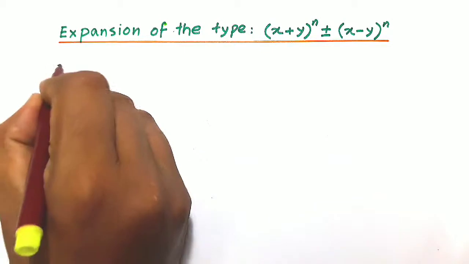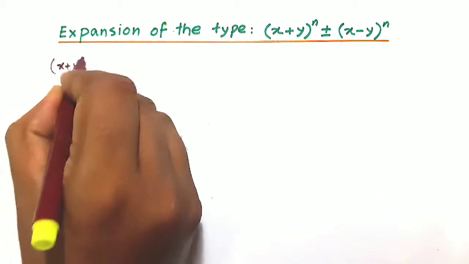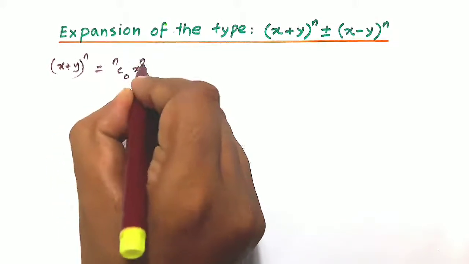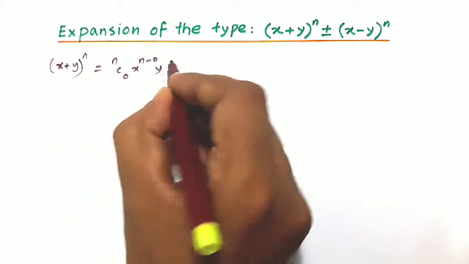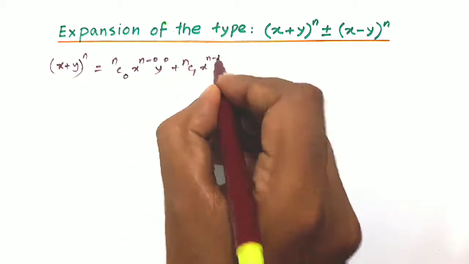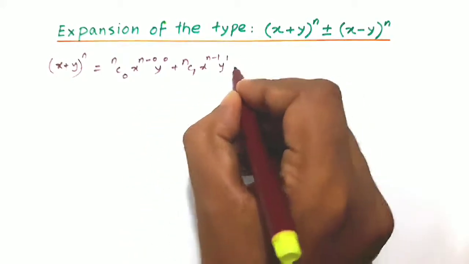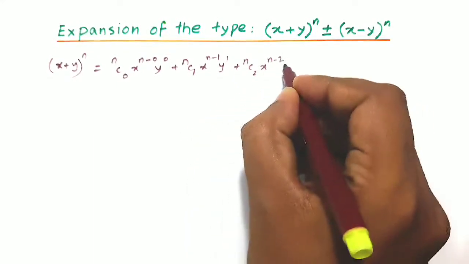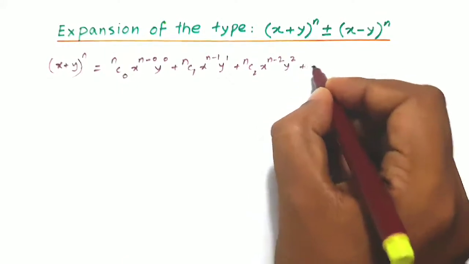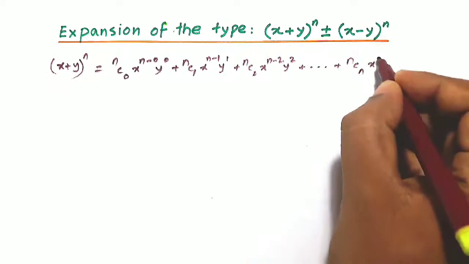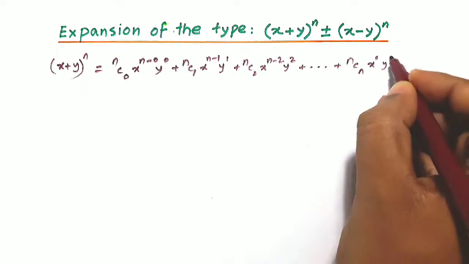Friends, (x + y)^n can be written now in this form: nC0 x^(n−0) y^0 + nC1 x^(n−1) y^1 + nC2 x^(n−2) y^2. In this way, the last term is nCn x^0 y^n.